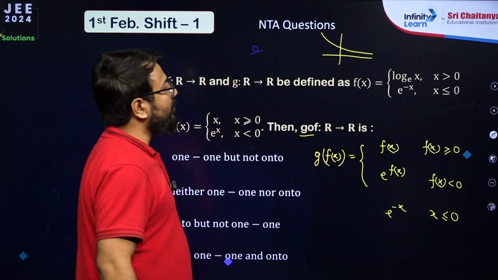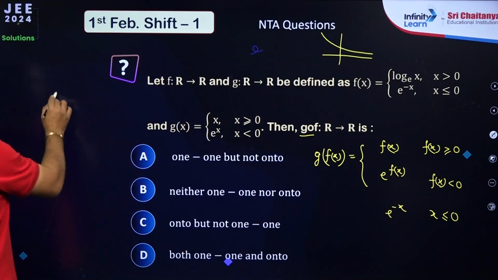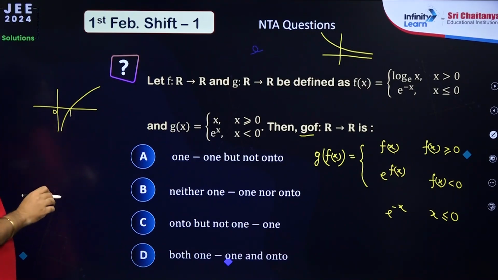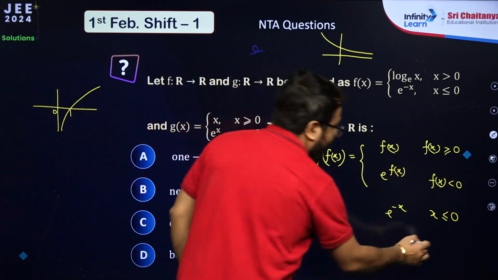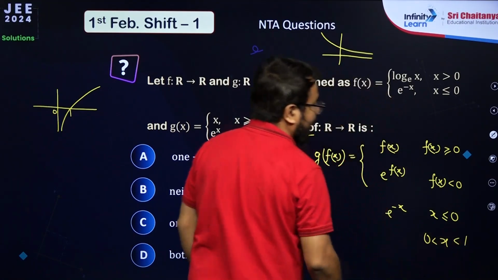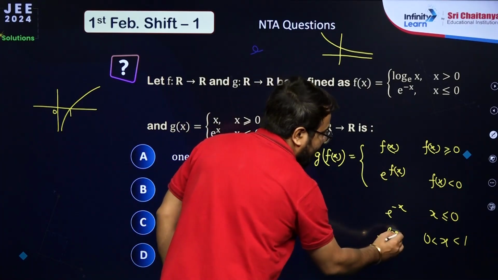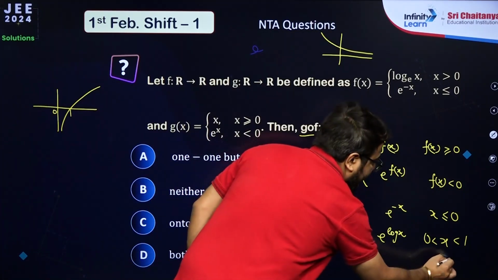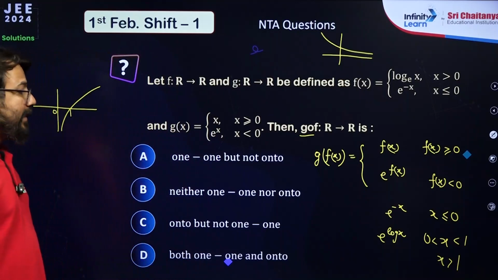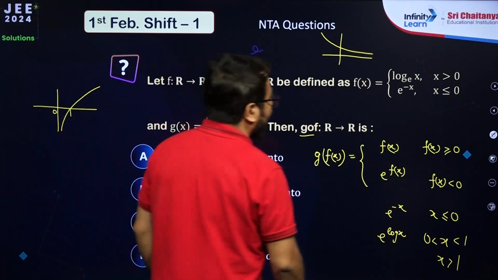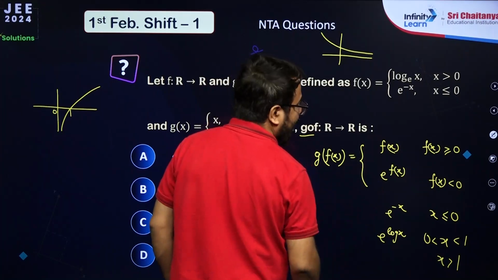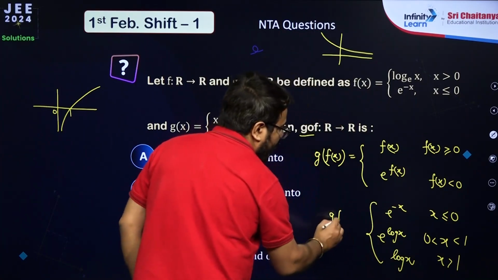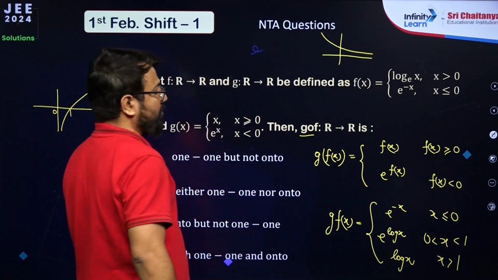Now let us talk about the log x function. Log x is showing two different behaviors for x greater than 0. For 0 to 1, log is negative. So let me write here for 0 to 1, f(x) is negative, and since f(x) is negative, it will be e raised to the power log x. And for greater than 1, f(x) is positive, so here I will write f(x) itself, that will be equal to log x. I hope you are able to define this g of f function.